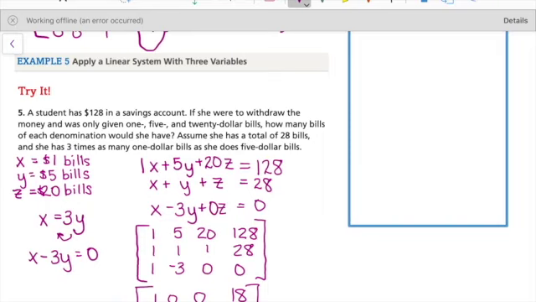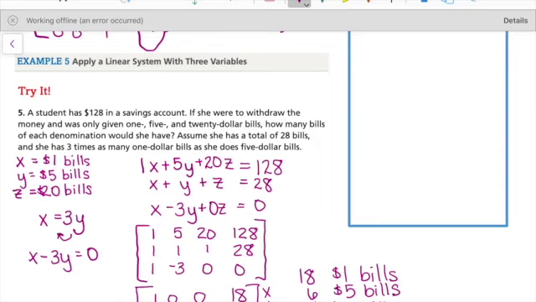So it looks like this in my calculator. So let's interpret that to our real world problem. So 18 is X, 6 is Y, Z is 4. That means she has 18 $1 bills. She has 6 $5 bills. And she has 4 $20 bills.